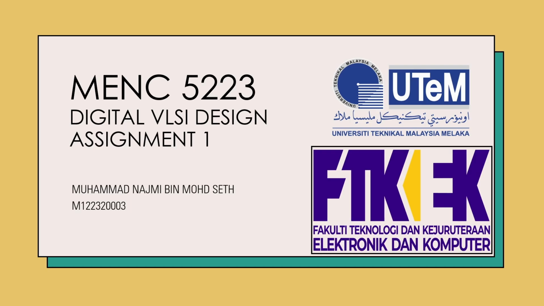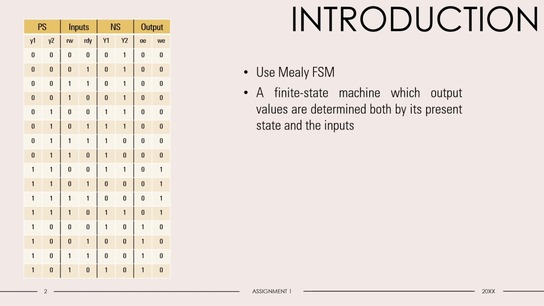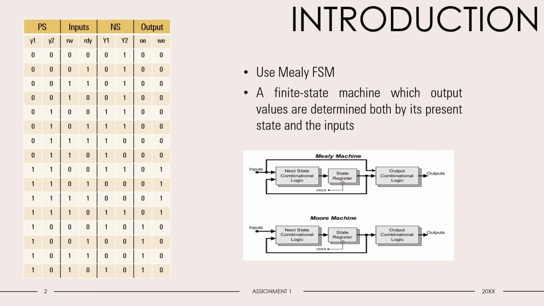Okay, let's go for the introduction. The truth table provided is the question from the assignment sheet, and from this truth table, I decided to use Mealy FSM. And what is Mealy FSM? It's a finite state machine whose output values are determined both by its present state and the input. Shown in the diagram below is that both the Moore and Mealy machine have the same components, except for the Mealy machine, the output combinational logic is fed by the inputs shown by the arrow.